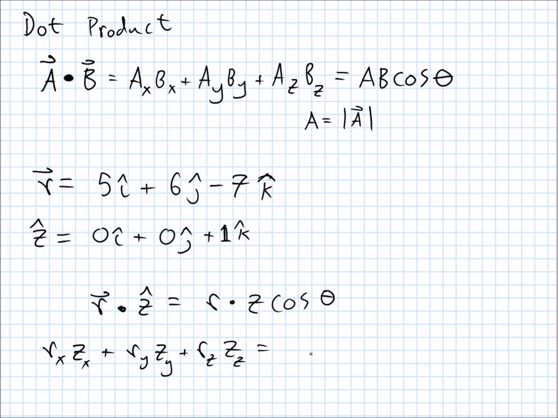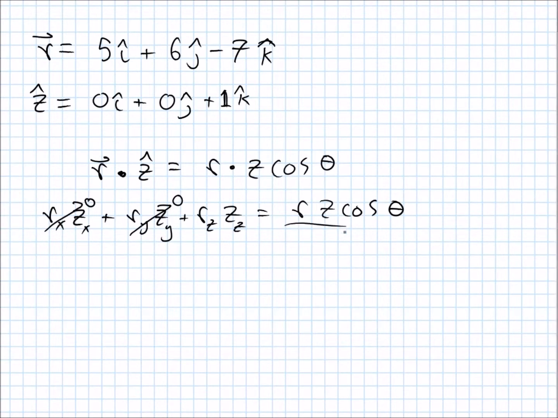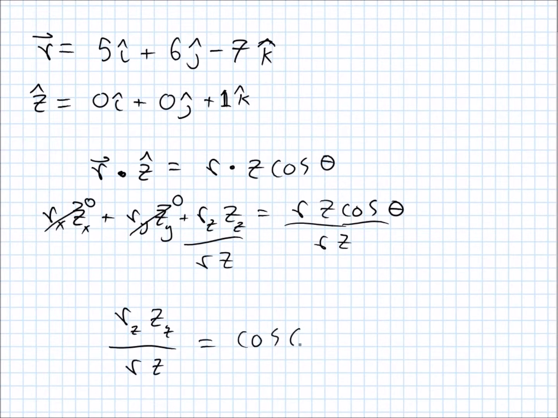So that's the dot product, and it's equal to the magnitude of r times the magnitude of z times the cosine of theta. We actually have a few zeros here, right? Z's x component is 0, and z's y component is 0, as we discussed before. So, continuing to solve, we'll just divide this side by rz, this side by rz, and we get that r's z component times z's z component divided by the magnitude of r times the magnitude of z is equal to the cosine of theta.